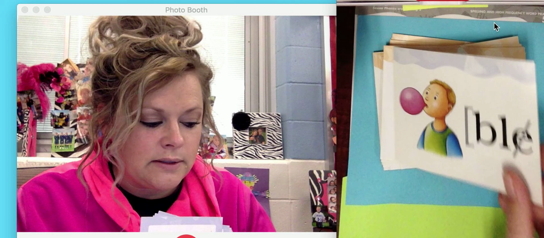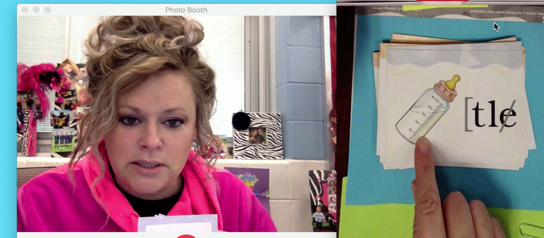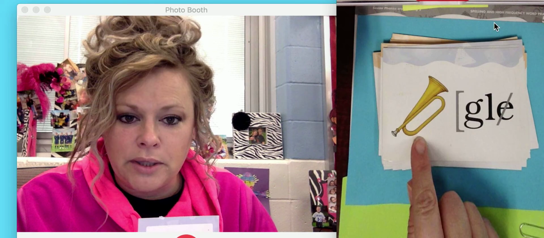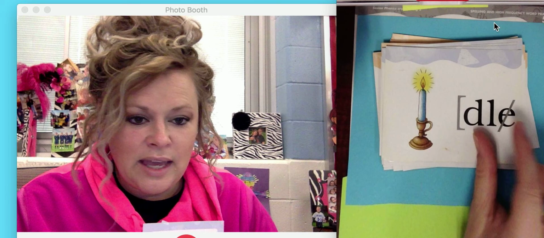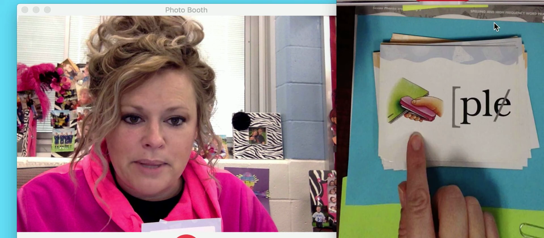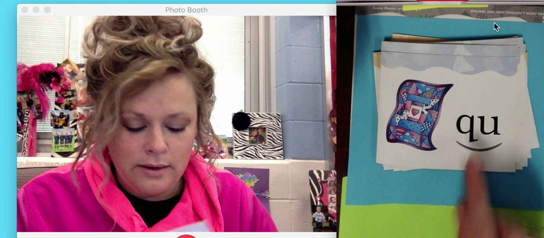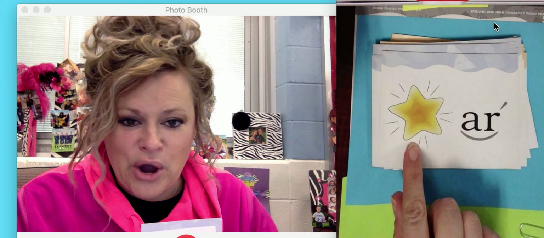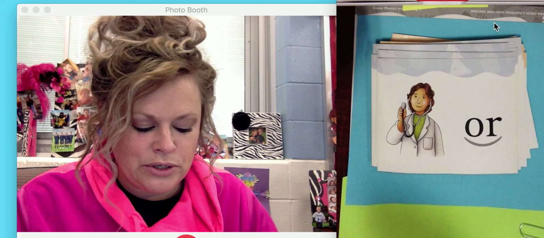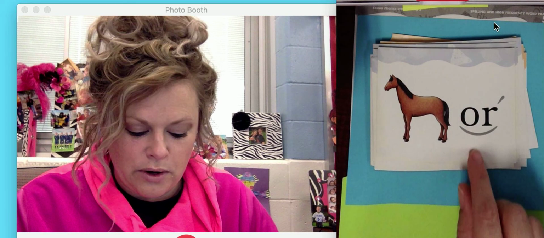This is Bubble Bull, Bottle Tull, Bugle Gull, Candle Dull, Staple Pull, Quilt Qua, Star R, Dr., Horse Or. This is your first choice when you hear or.